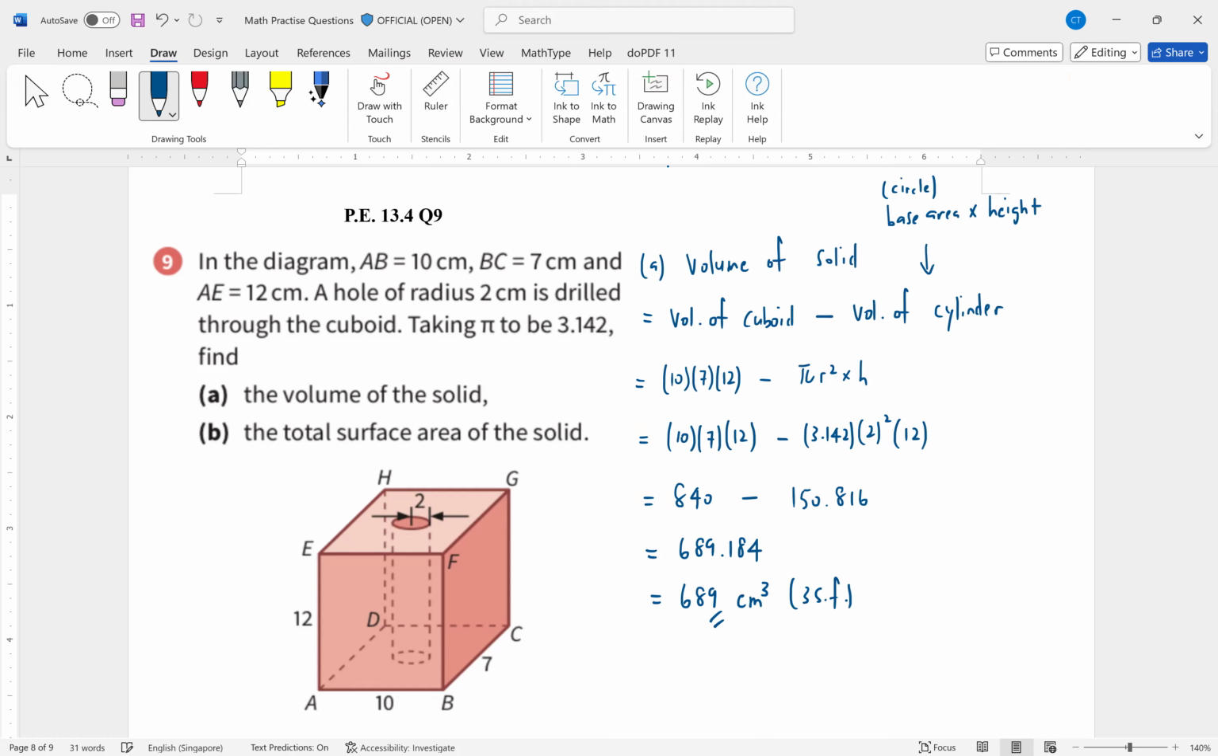So just to recap, the volume of cuboid minus volume of cylinder. Volume of cylinder is just the base area, the base is a circle, multiplied by the height.